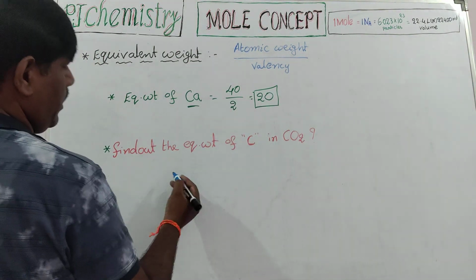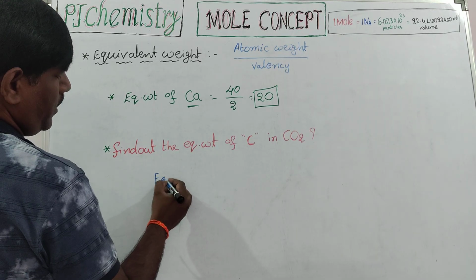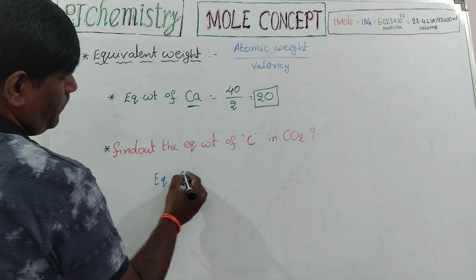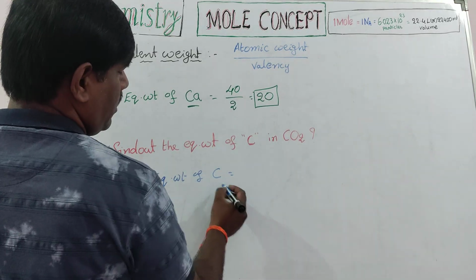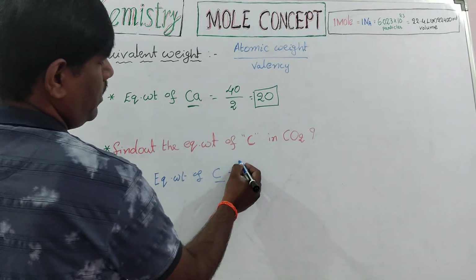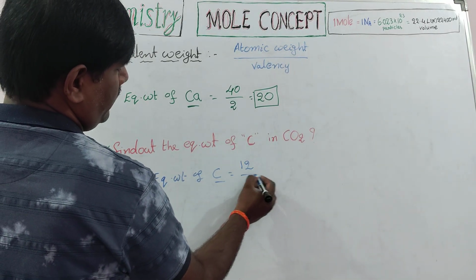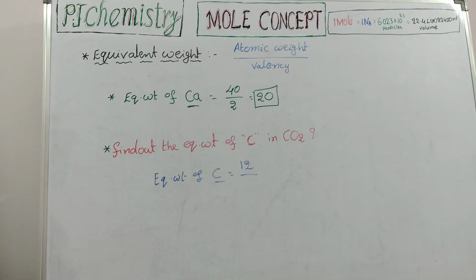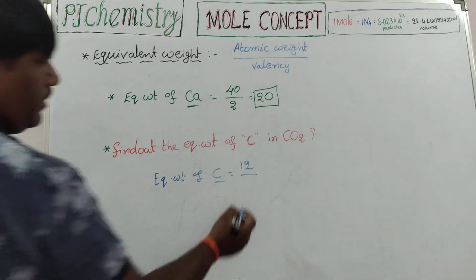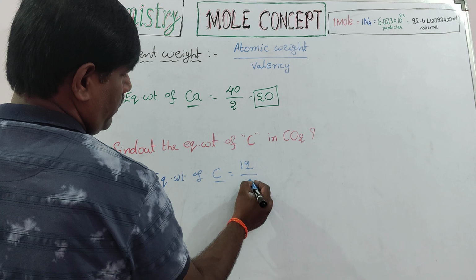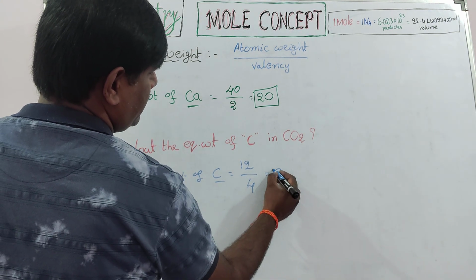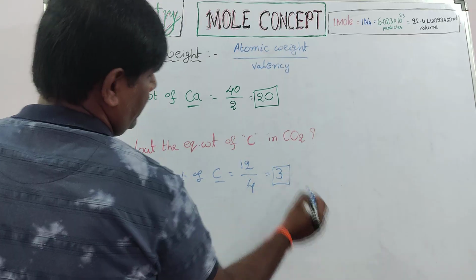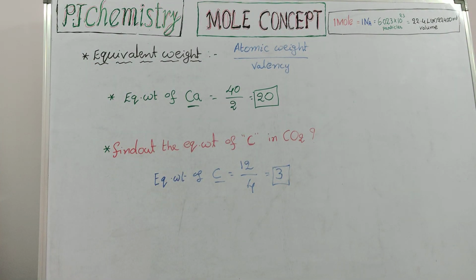Immediately our formula: equivalent weight of carbon is equal to carbon mass number, which is 12, divided by valency. What is the valency of carbon? Good. 4. So what is the equivalent weight of carbon? 3. 3 is the equivalent weight of carbon.